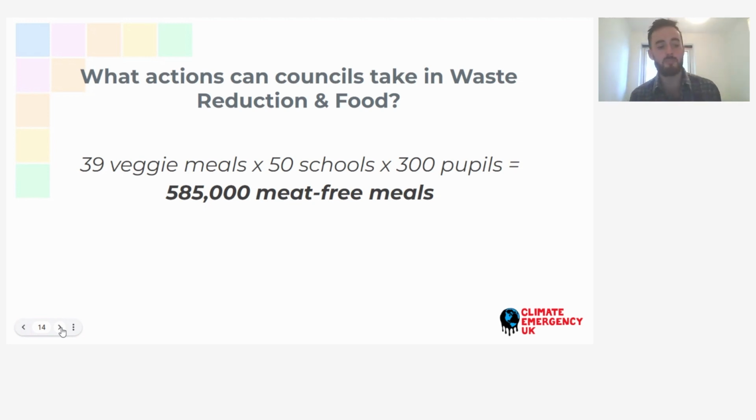And this can be done by councils requiring their contractors to provide one completely vegetarian day a week, or if they still have more control of their schools, working with the council in-house caterers to do so.